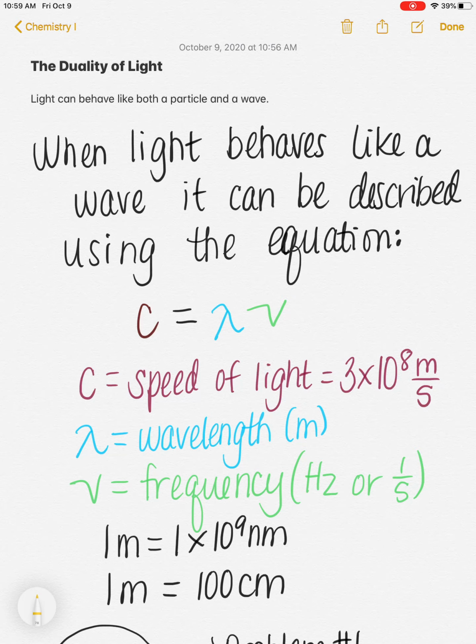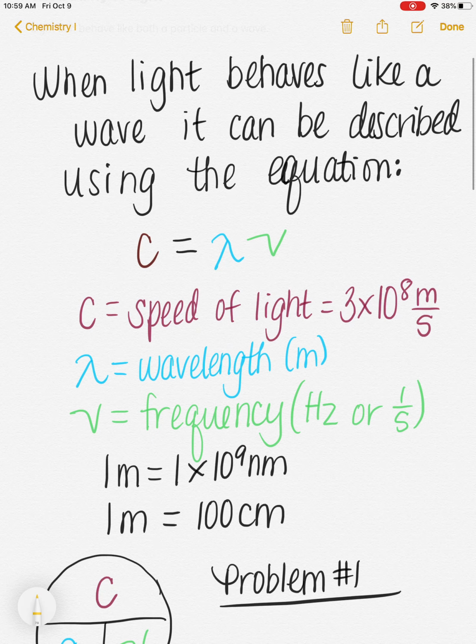The duality of light can also be referred to as the dual nature of light, and essentially what it means is that light can behave like both a particle and a wave, depending on what the circumstances are. So we are going to begin with when light is behaving like a wave.